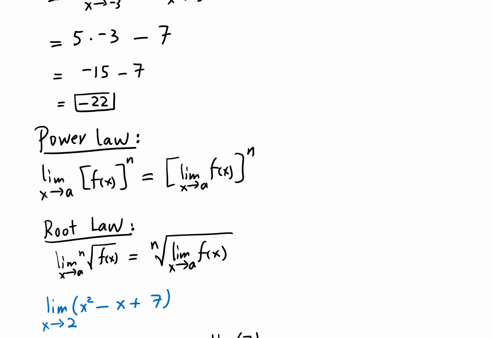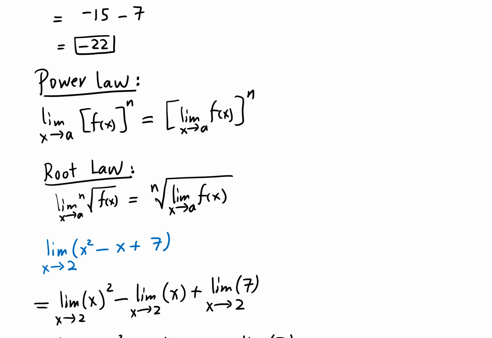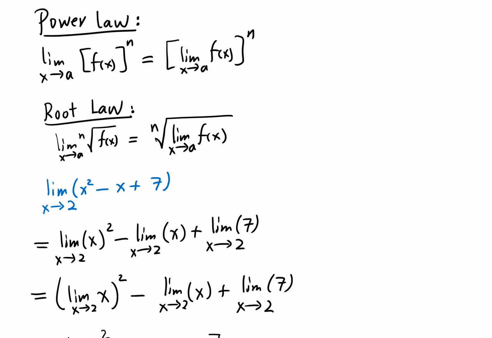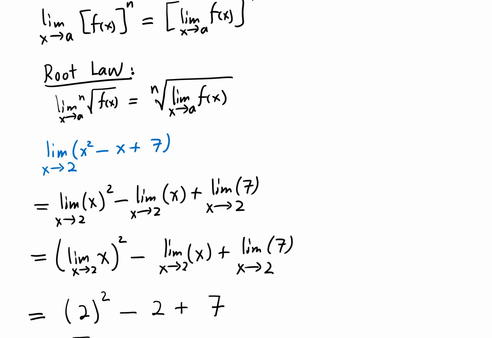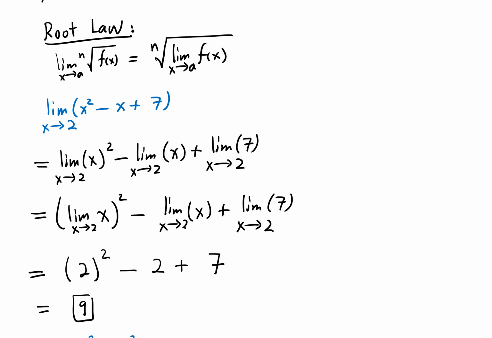There's an example here. You want to try it first? For this one, we pass the limit of each one of them like so, and I rewrote x squared as a whole x being squared. Then I can pass the limit inside by the power law. That quantity inside the parentheses being squared is simply 2 squared. The middle one is simply 2, and the constant stays the same as 7. Then it becomes an arithmetic operation, which is 9.